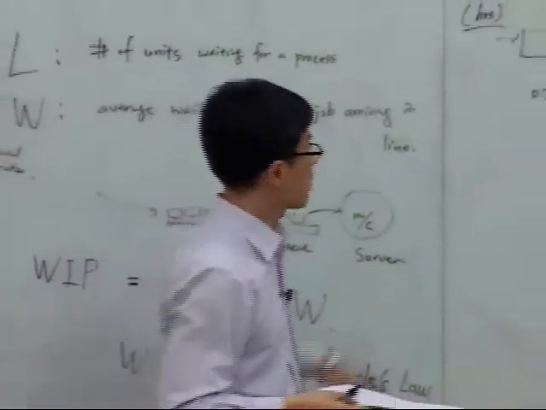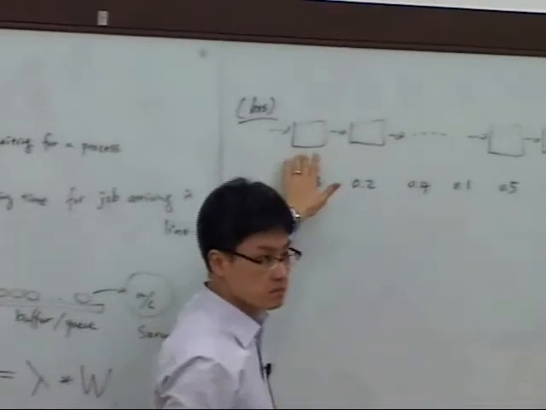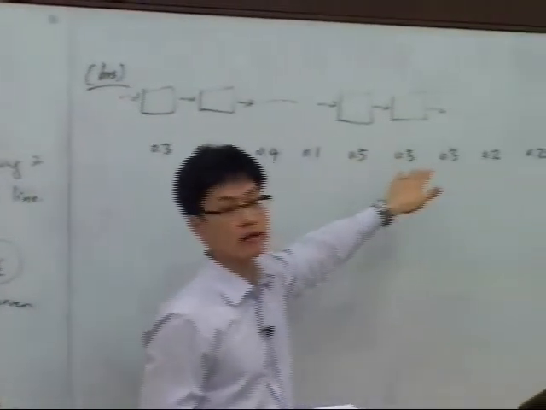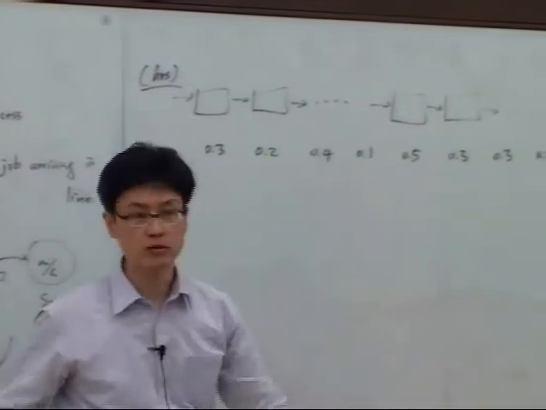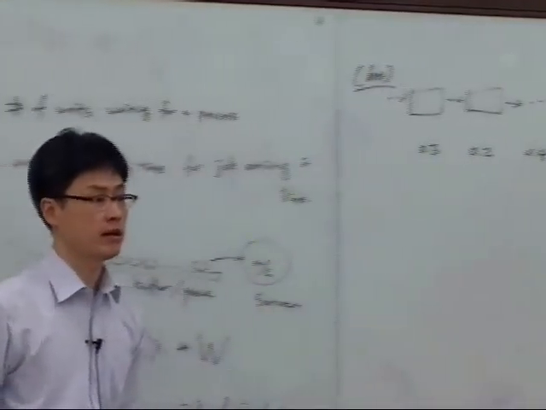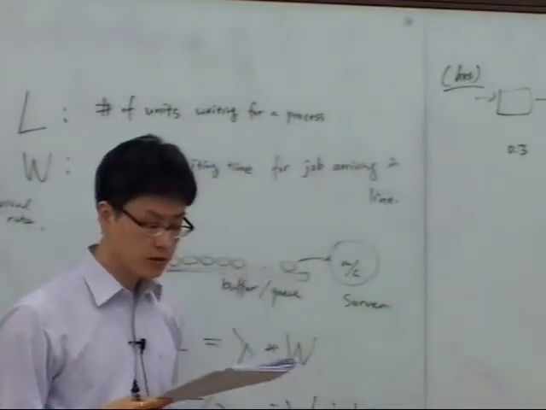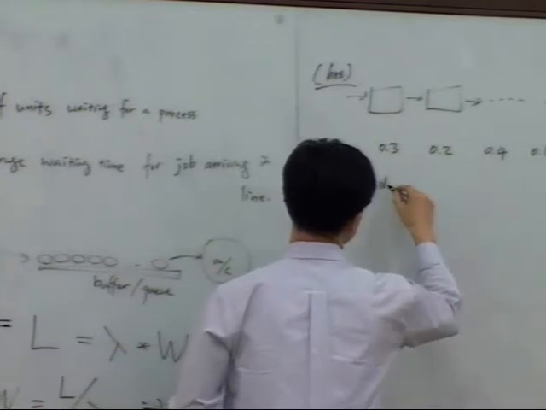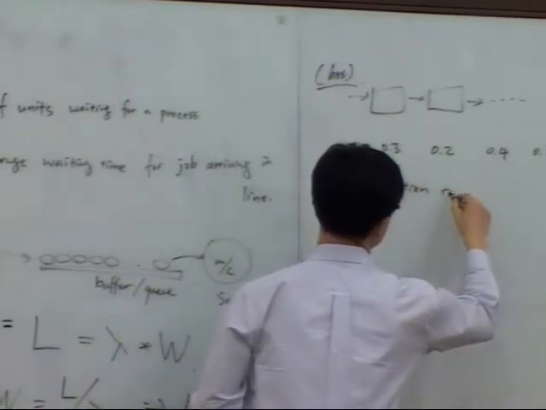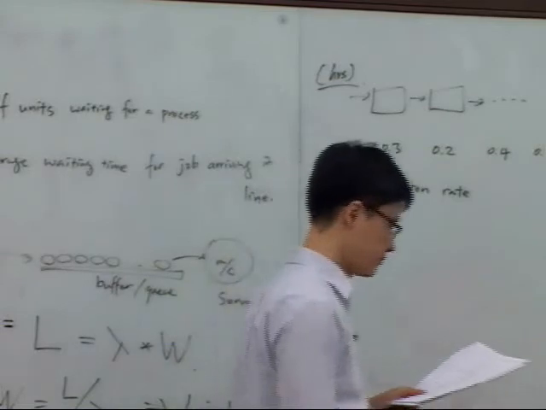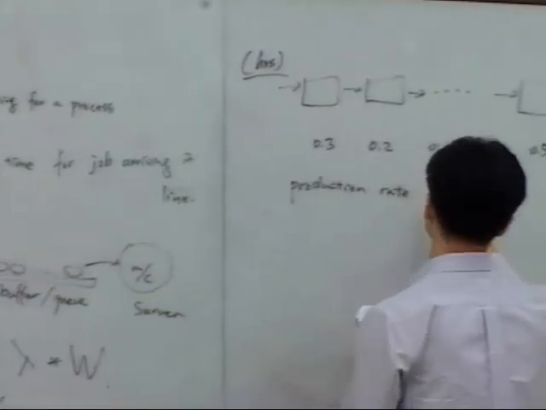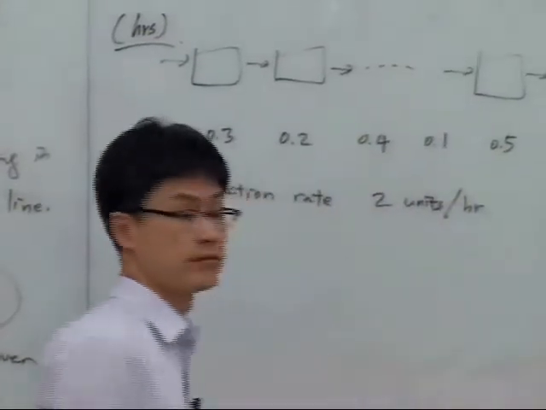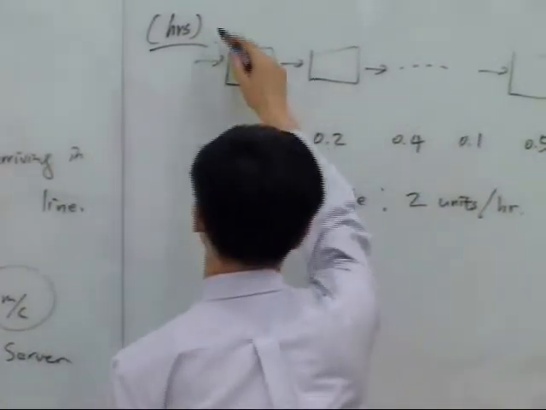Now you are not the manager of this specific workstation. Now you assume that you're the manager of this production line, a huge part of a factory. And let's assume you want a production rate of minimum 2 units per hour out of your system.